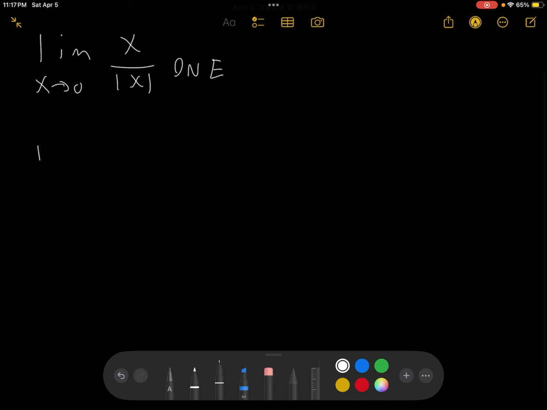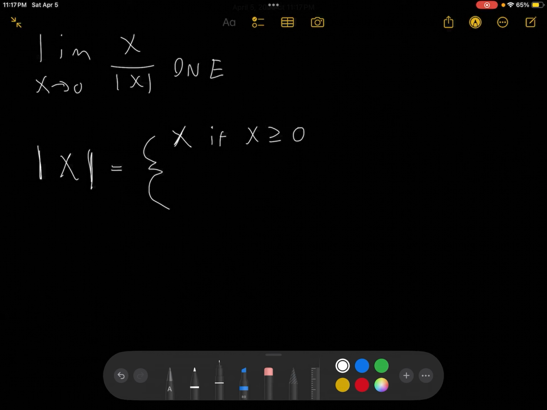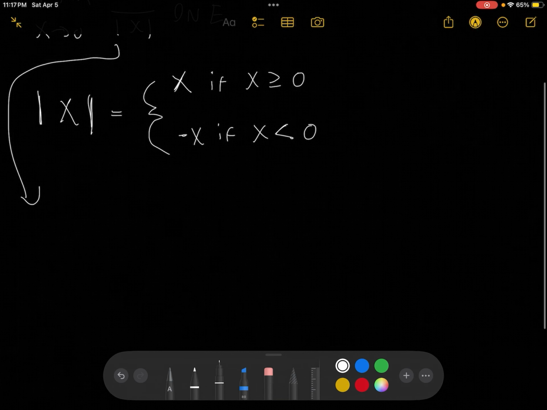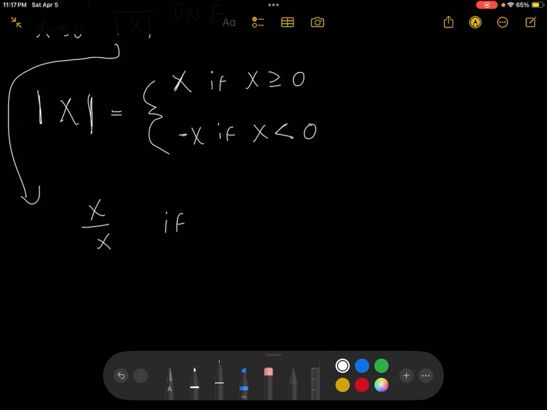So remember that the absolute value function can be broken down into two cases. This function is x if x is greater than or equal to 0, and negative x if x is less than 0. So we can split this function down into two cases. This function is x over x if x is greater than 0, and x over negative x if x is less than 0.